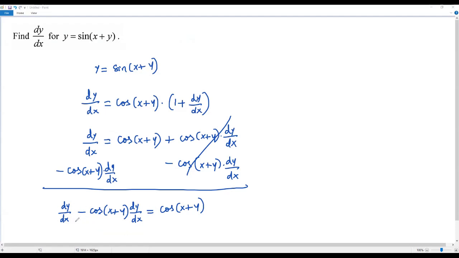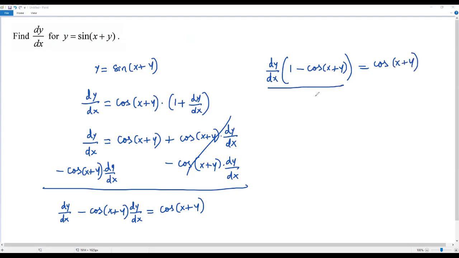To solve for dy over dx, I have to factor dy over dx from the expression on the left side. When I factor dy over dx from both terms, in the first term I get 1, because we have only dy over dx, so when it is factored we write 1 over here. Then negative, and the rest after factoring dy over dx is negative cosine of x plus y. This equals cosine of x plus y on the right side.